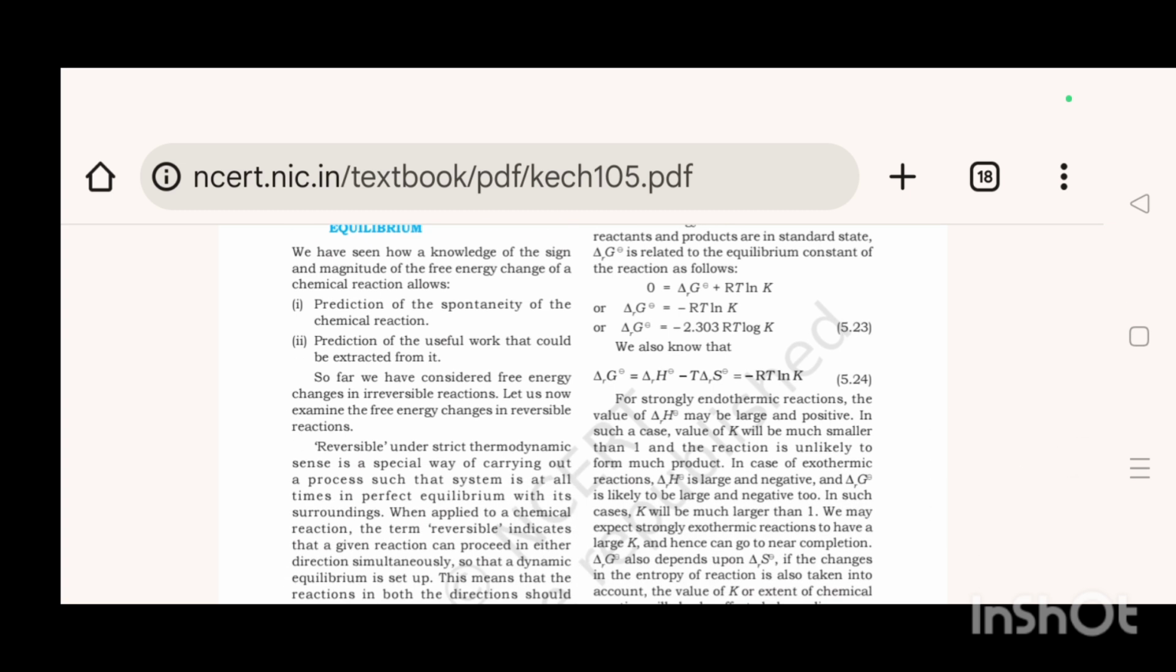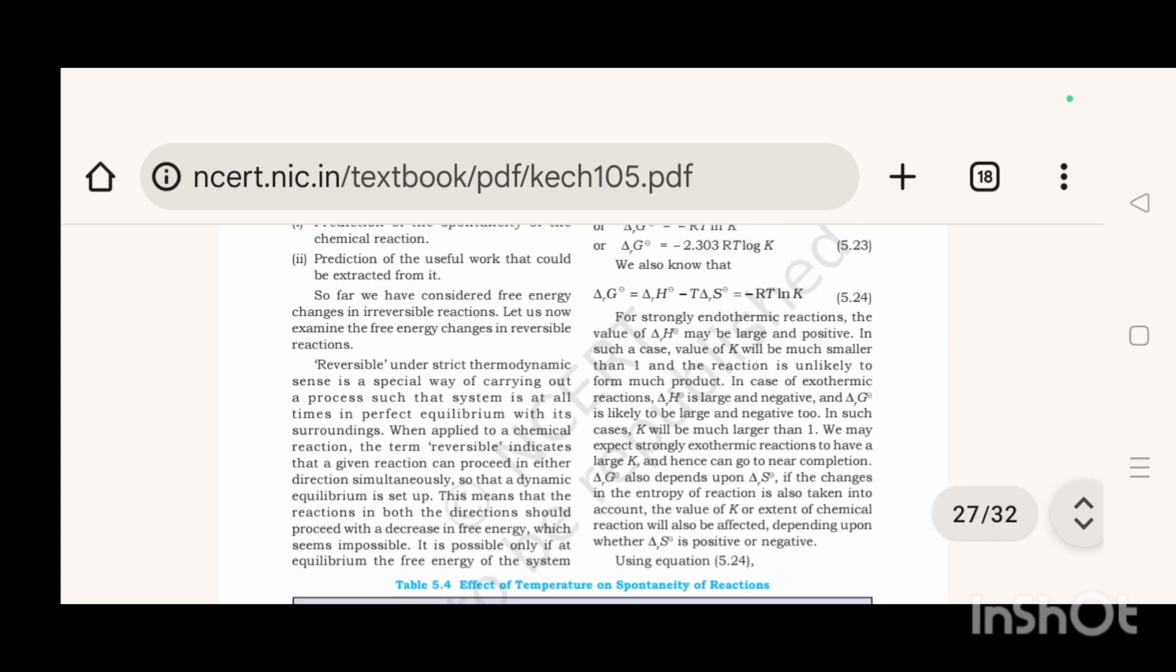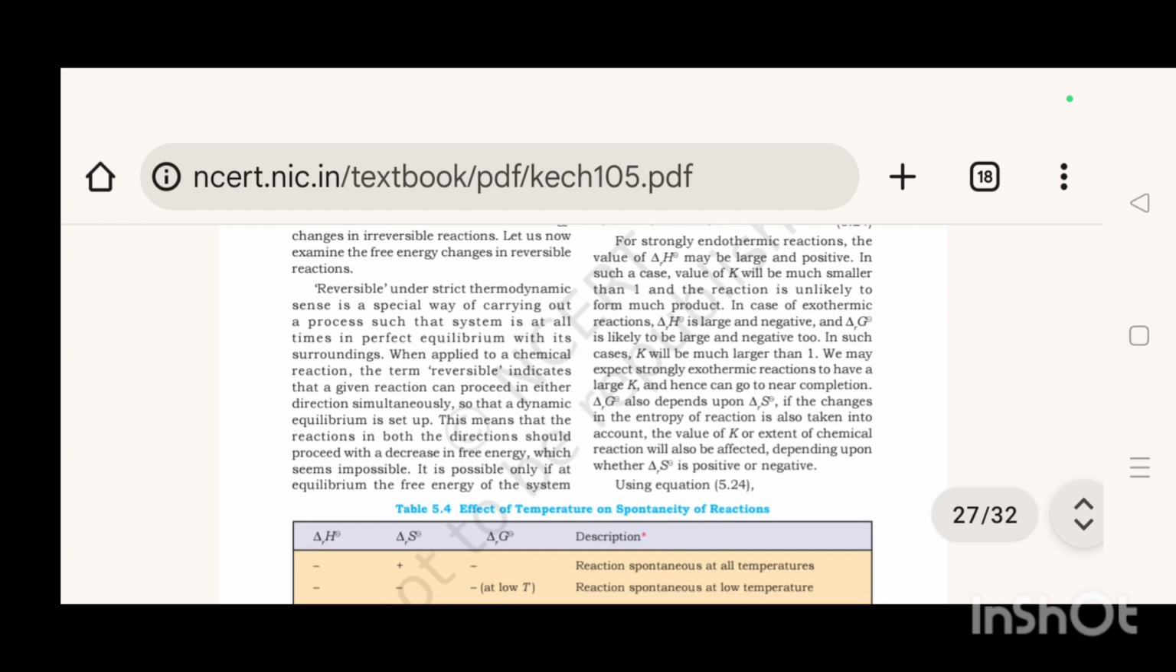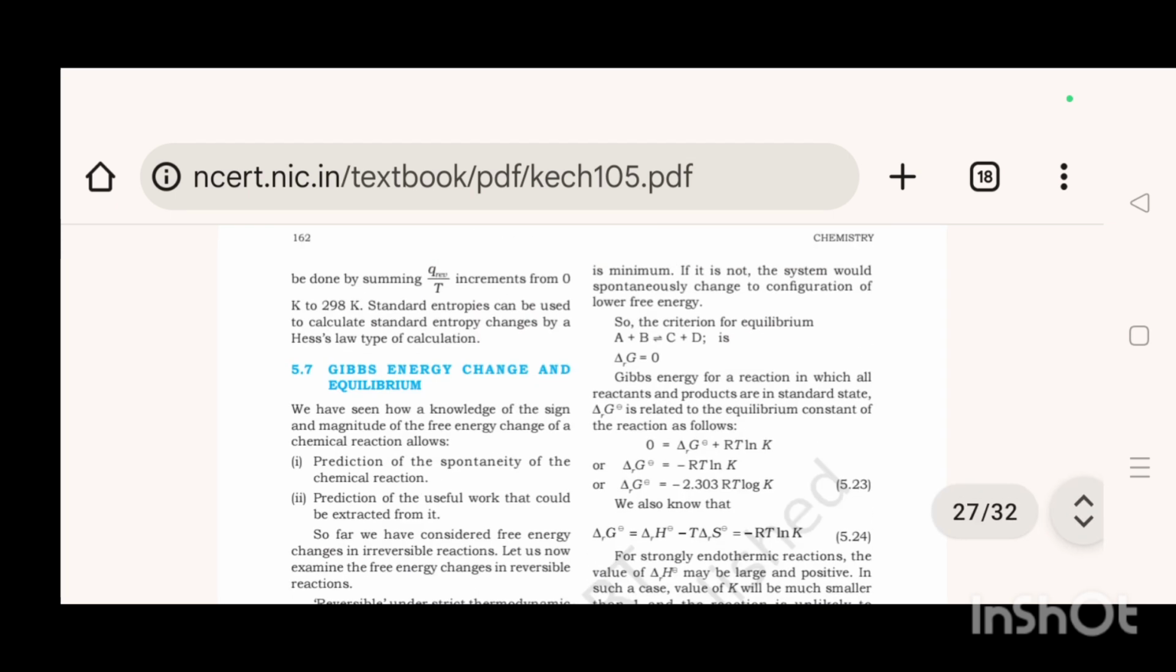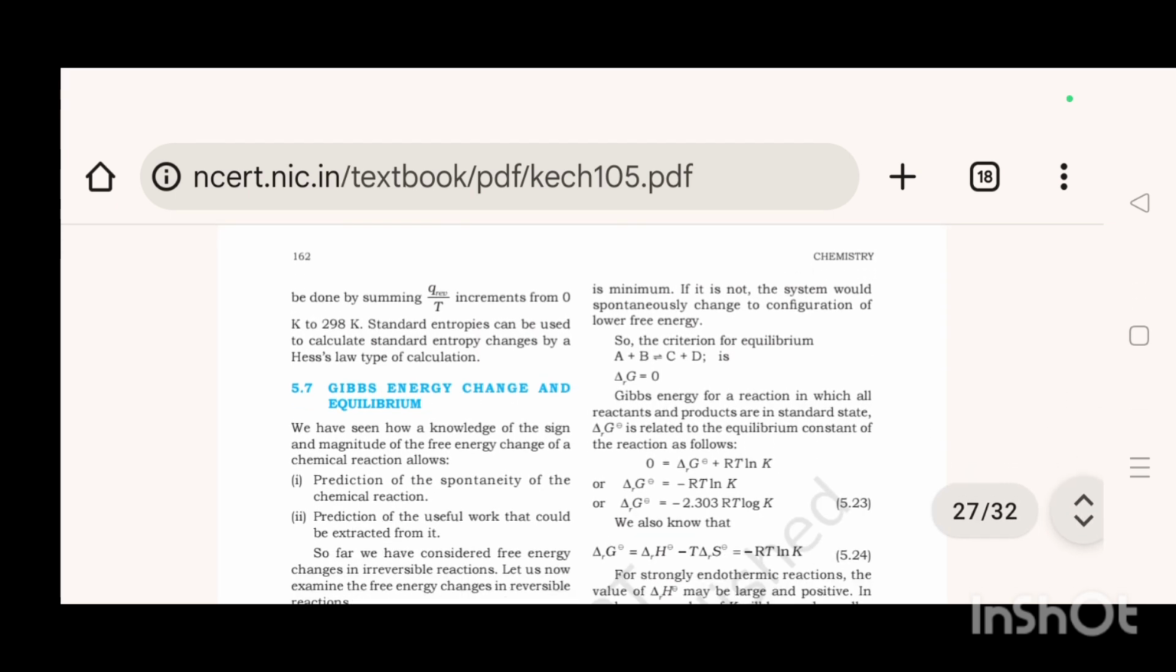Reversible, in the strict thermodynamic sense, is a special way of carrying out a process such that the system is at all times in perfect equilibrium with its surroundings. When applied to a chemical reaction, the term reversible indicates that a given reaction can proceed in either direction simultaneously, so that a dynamic equilibrium is set up. This means that the reaction in both directions should proceed with a decrease in free energy, which seems impossible. It is possible only if at equilibrium the free energy of the system is minimum. If it is not, the system would spontaneously change to a configuration of lower free energy.